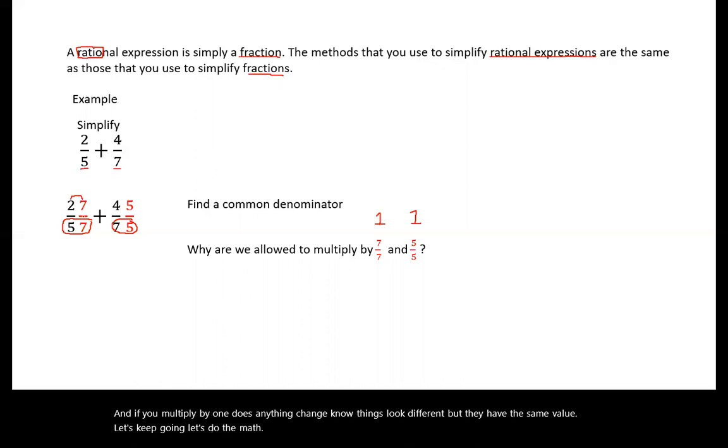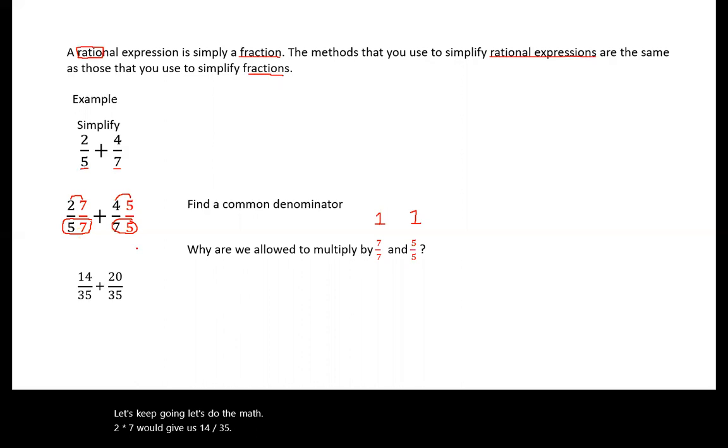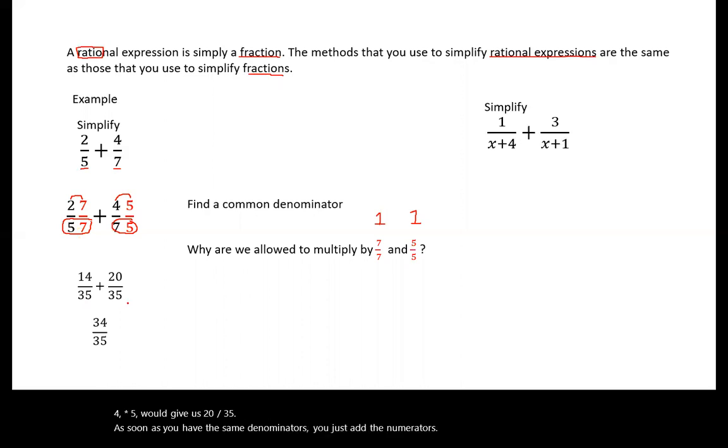2 times 7 would give us 14 over 35. 4 times 5 would give us 20 over 35. As soon as you have the same denominator, you just add the numerators. Let's do the same thing with a rational expression.